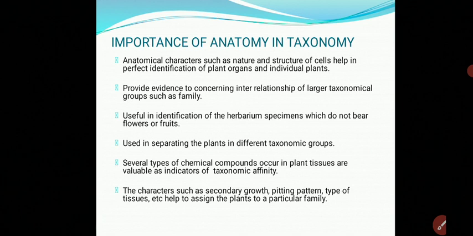Another importance is that several types of chemical compounds occur in plant tissues and these compounds are supposed to be valuable as indicators of taxonomic affinity. For example, crystals, starch grain, latex, resins, oils or mucilage or tannins or alkaloids, etc. Lastly, type of secondary growth, vascular rays, pitting patterns, growth rings, sieve tubes, or nature of collenchyma, sclerenchyma, or storage tissue. Knowledge of this helps to assign the plant to a particular family. For example, in order Coniferales, all families are separated from each other on the basis of pitting pattern, medullary rays, and growth rings, as well as presence or absence of pith, resin canal, etc. So these are some importance of anatomy in taxonomy.